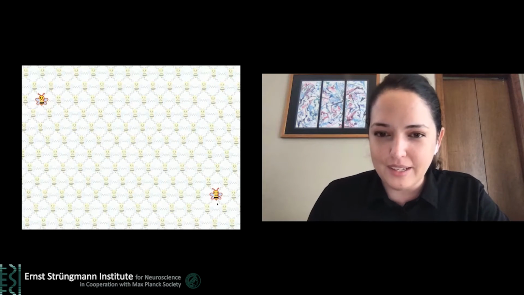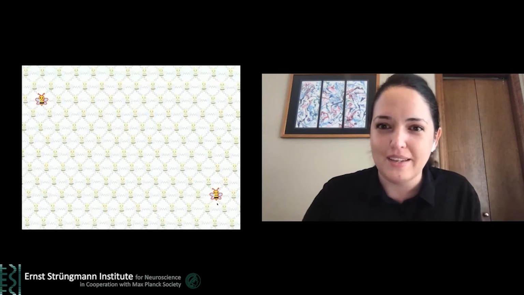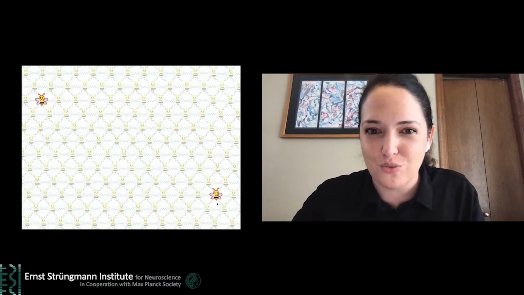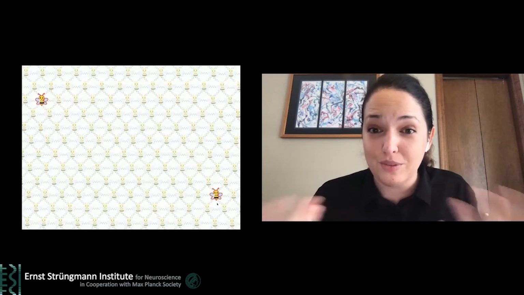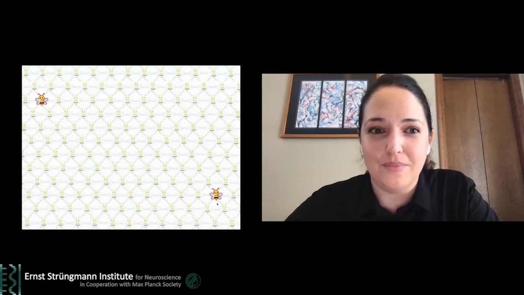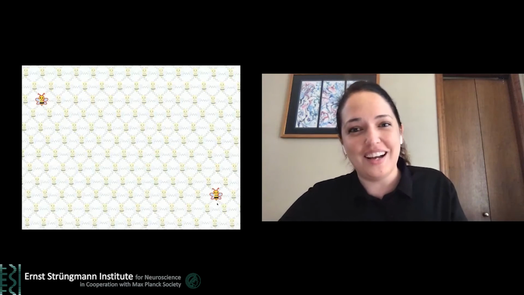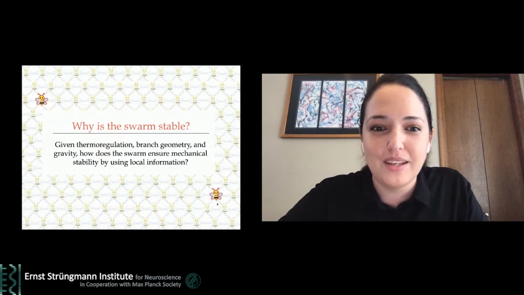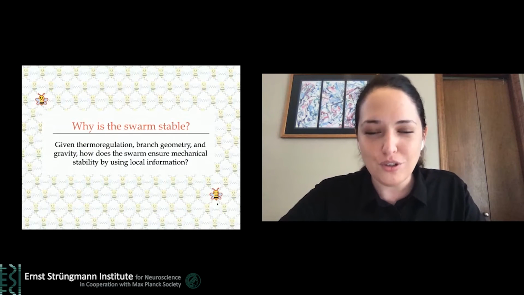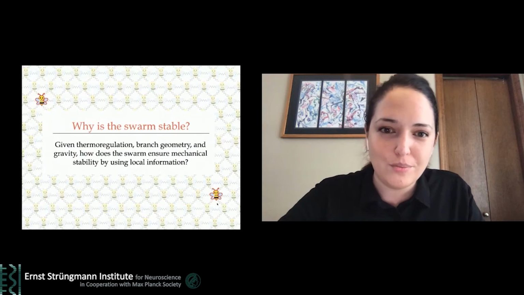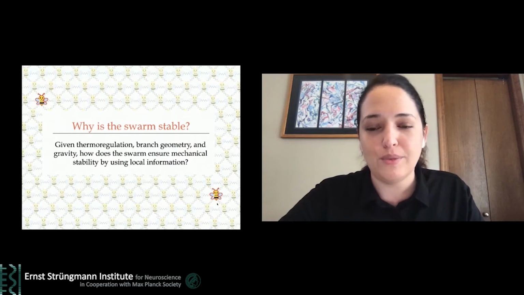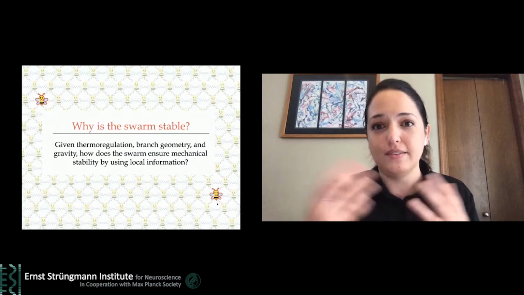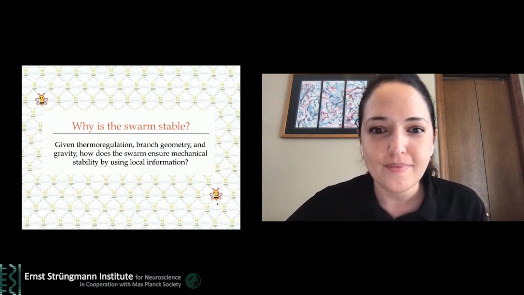And maintaining mechanical stability can actually sometimes demand this simultaneous coordination throughout the entire structure. Which is why it's really interesting to ask how do the bees maintain mechanical stability? So given everything I just told you about, what kind of local information could the bees be using to maintain the mechanical stability of the entire structure? Okay, so that was the question.